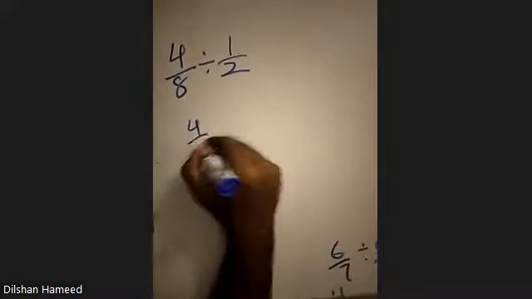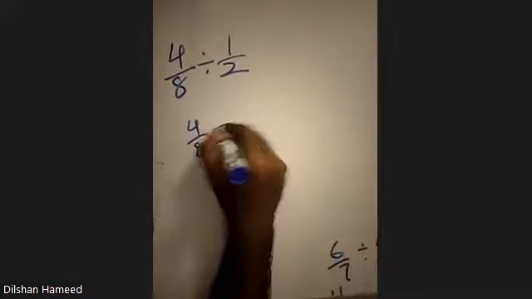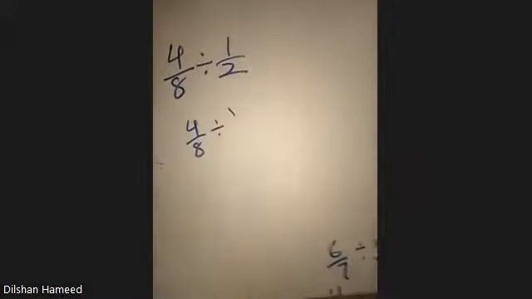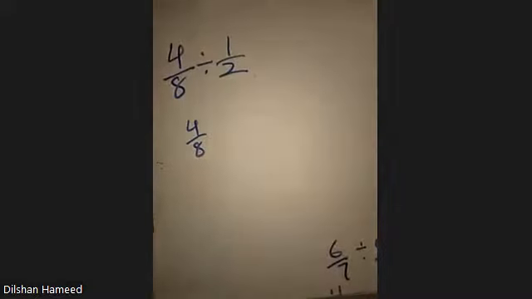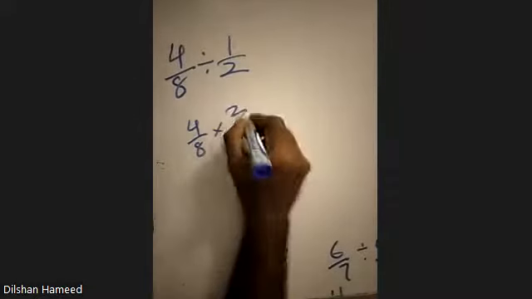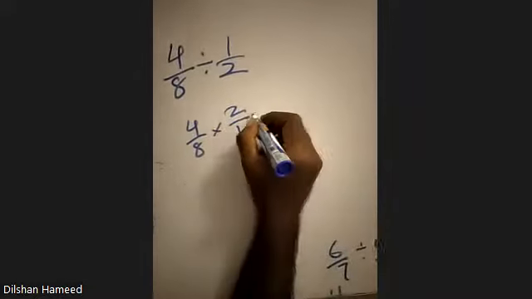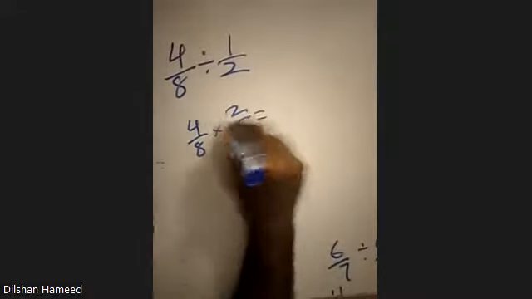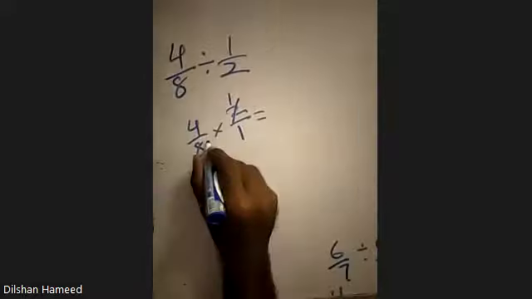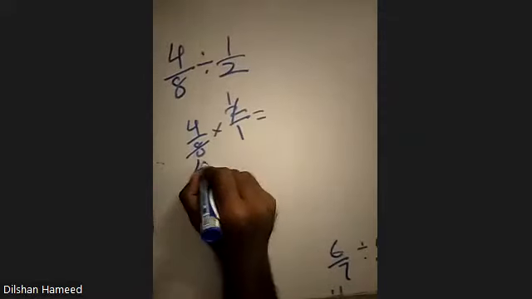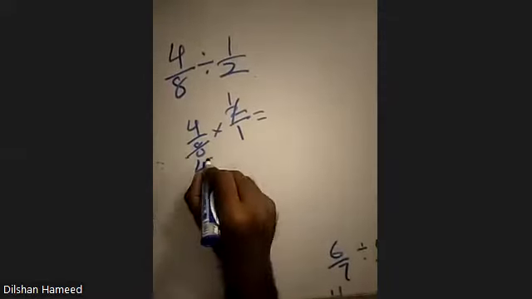4 upon 8 divided by 1 upon 2, right? So what I'll do is 4 upon 8 multiplied by 2 upon 1. So you can do it two ways. You can multiply and put it, or you can cross it. So best thing is cross. 1 2s are 2, 4 2s are 8. And this 4 and 4 you cut it. So the answer is 1.